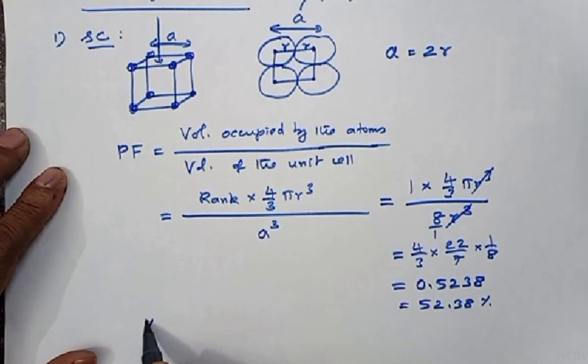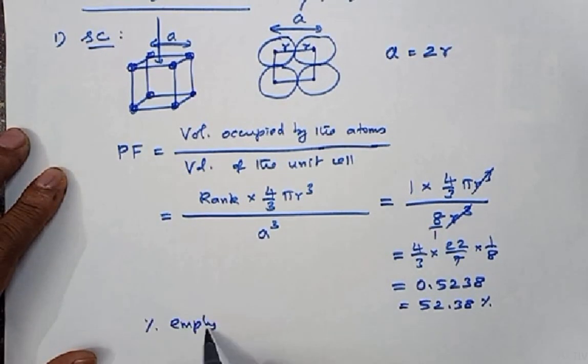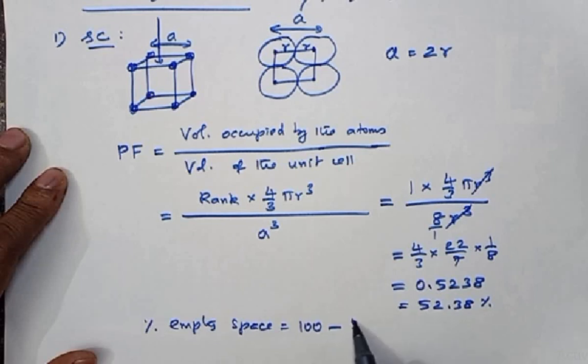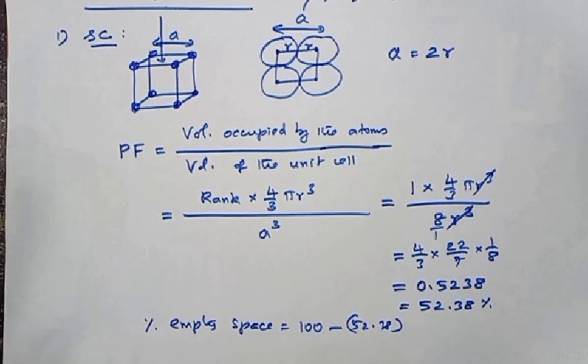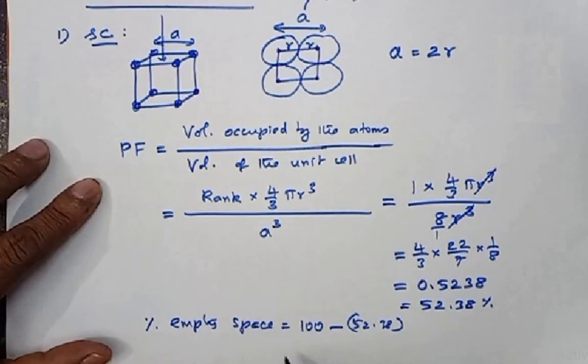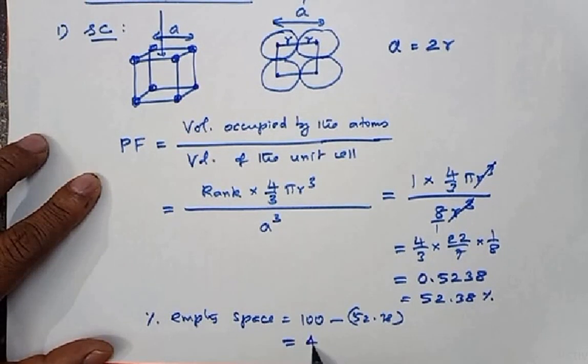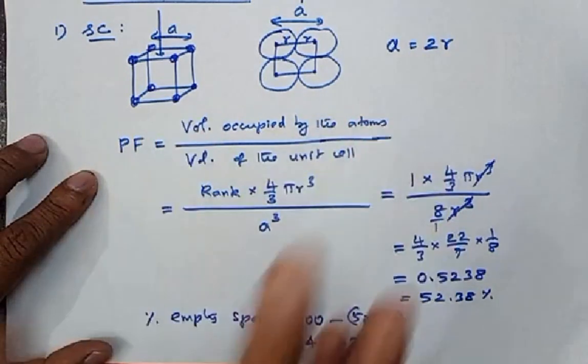What is the percentage of empty space? Percentage of empty space in the unit cell is nothing but 100 minus this value, 52.38. It comes out around 47 something. Let me give the exact value. 100 minus 52.38, I am getting 47.62%. Observe carefully. 47.62% of the unit cell is empty.